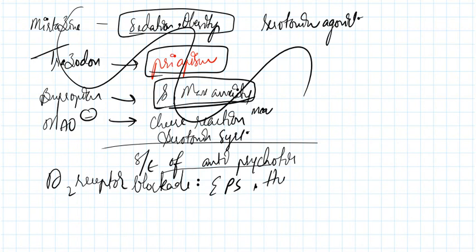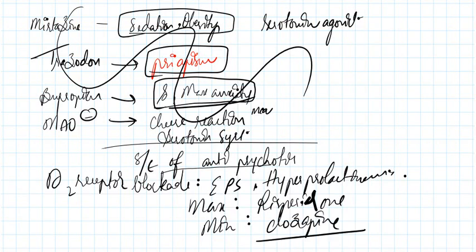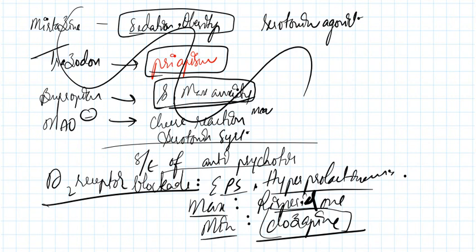You will see hyperprolactinemia. Okay, so these side effects are maximum with risperidone, right? Side effects are maximum with risperidone and minimum with clozapine. So clozapine is a safe drug. If there is D2 receptor blockade, you see extrapyramidal symptoms and hyperprolactinemia as the side effects. These side effects are maximum with risperidone and minimum with clozapine. So remember this statement. This is very, very, very important.